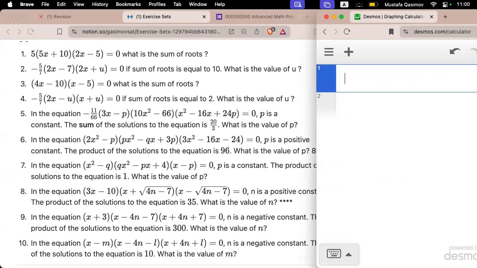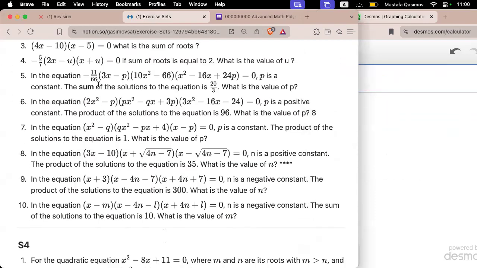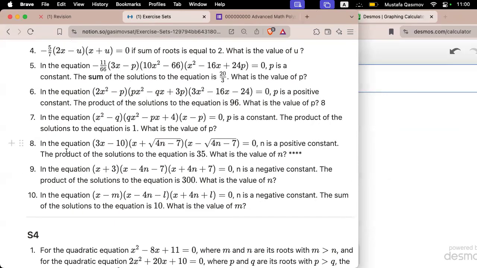Okay, let's look at a hard question. If you want, you can look at the remaining questions 3, 2, 3, 4 at home. Let's look at 8, which is from the last exam.